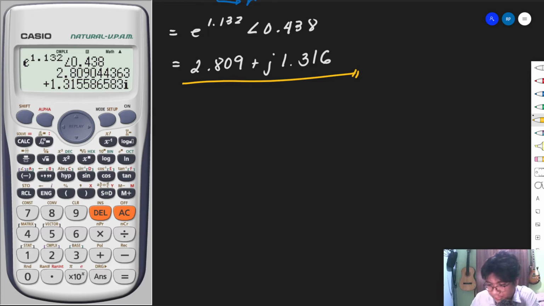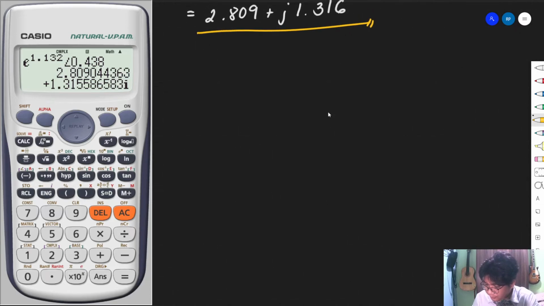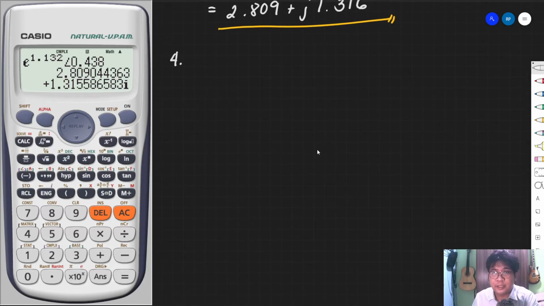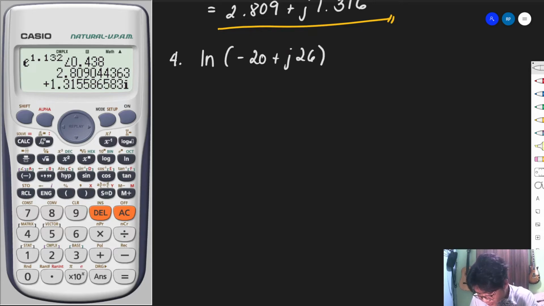Okay? So, next, fourth example tayo. For our fourth example, we have the ln or natural logarithm of 20 plus j26. So, ayan, pinapa-evaluate sa atin. Again, recap, if you have ln of z, this is equivalent to ln of r plus j theta. So, gamitin natin to.